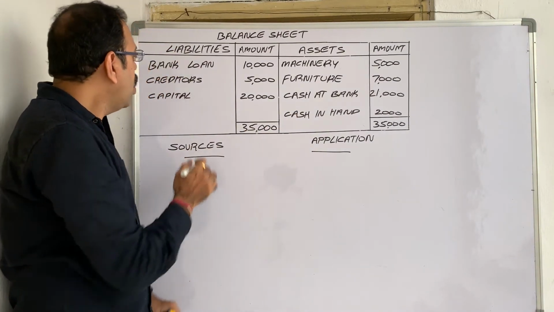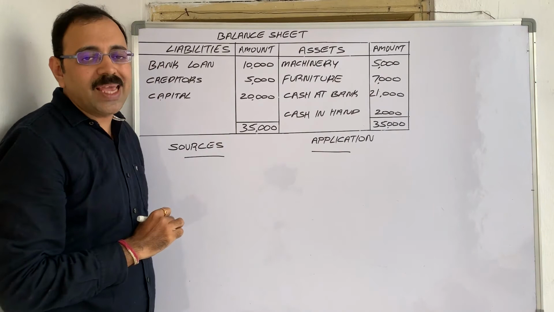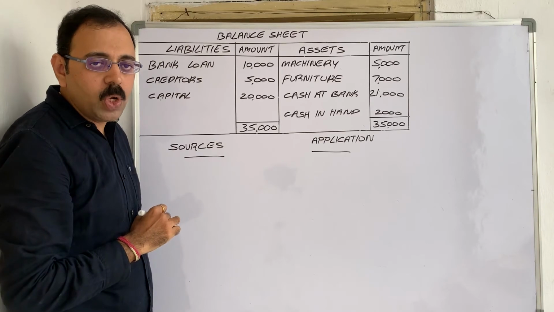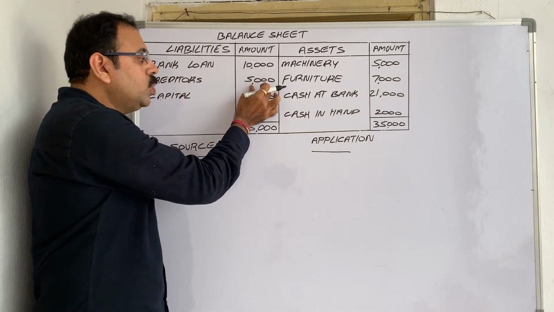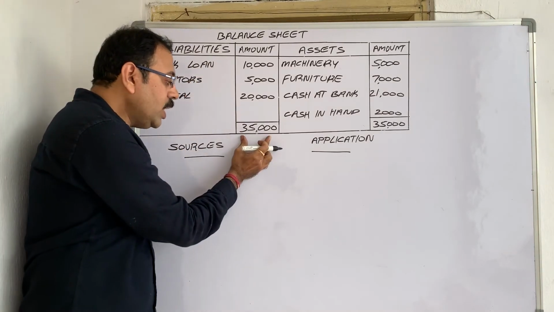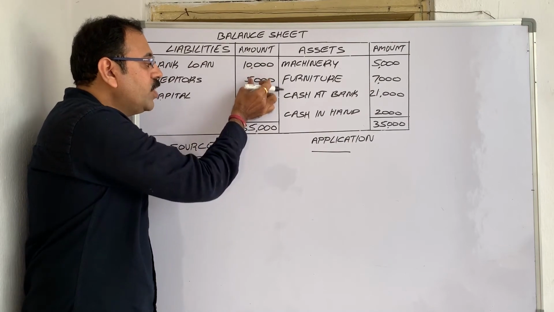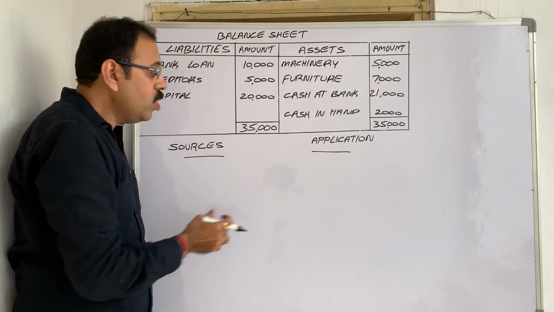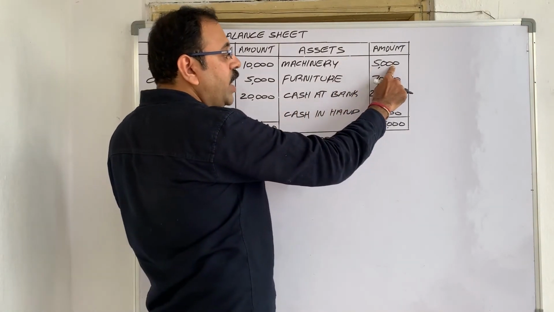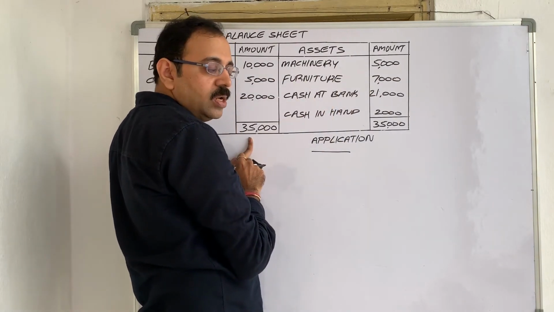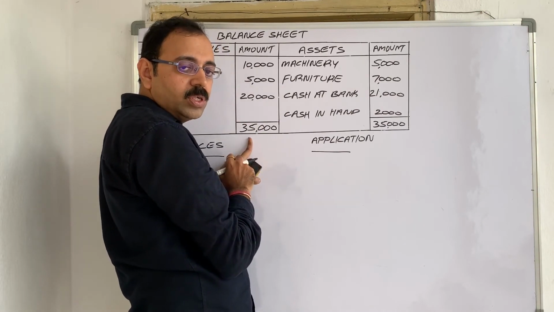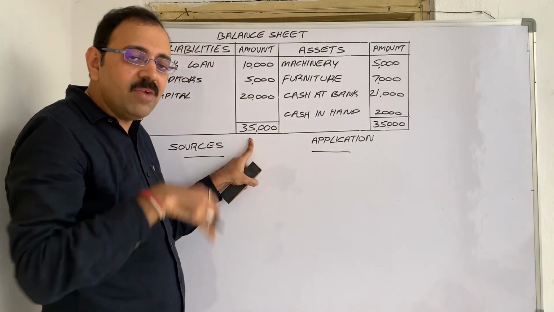See this example. Owner brought 20,000 rupees capital into the business, and from the bank we have taken a 10,000 rupees loan. 5,000 worth of goods we purchased from suppliers on credit basis. So total capital 35,000 we got from these sources. Now how is this 35,000 utilized? Out of this 35,000, 5,000 worth machine we purchased. 7,000 we spent on furniture, and the remaining amount is in the bank and in the firm.